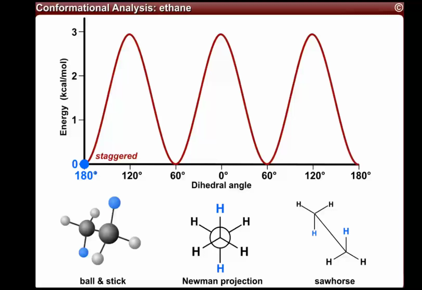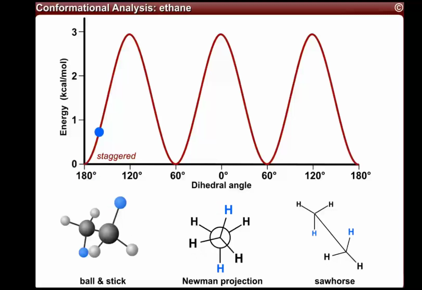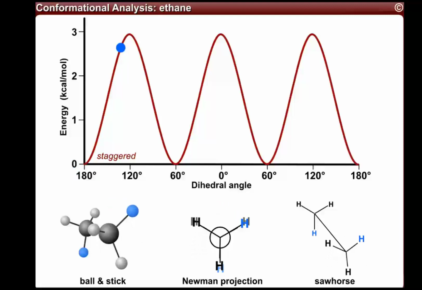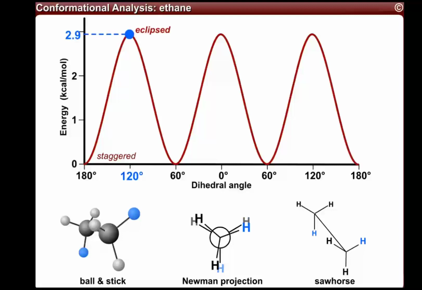If we allow rotation to occur, and the idea is that we're keeping the back carbon stationary and we're allowing the front carbon to rotate, and I'll stop it right there, you can see that now the hydrogens are eclipsed to one another. That conformation represents a high energy point, and so we'd say that this is the eclipsed conformation.